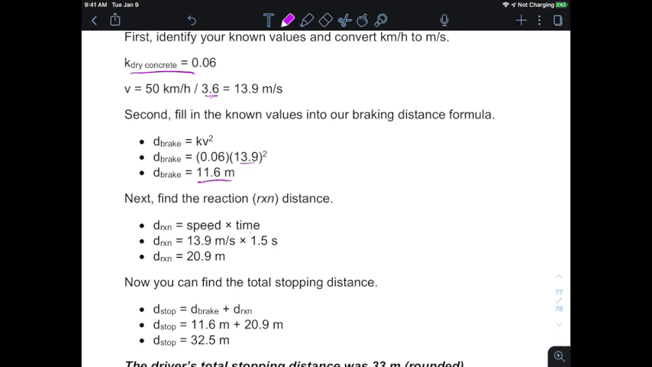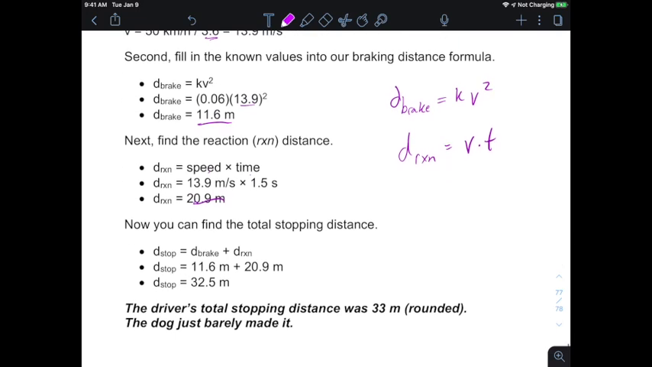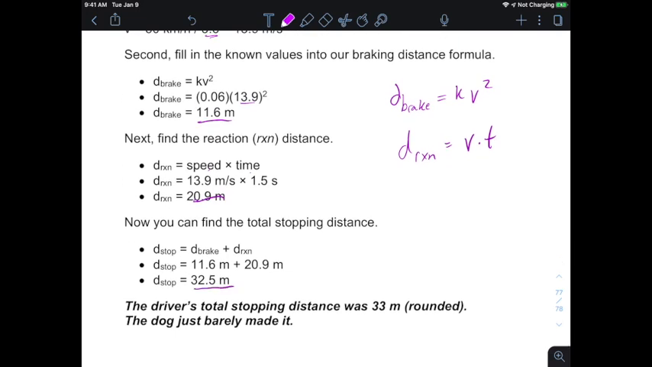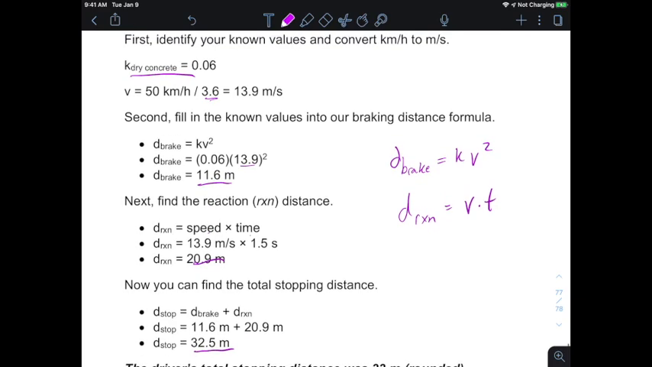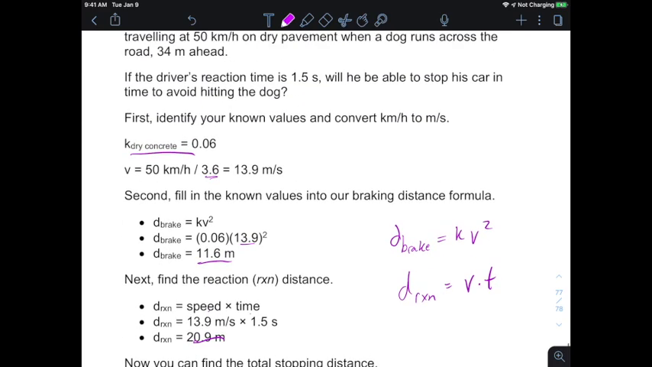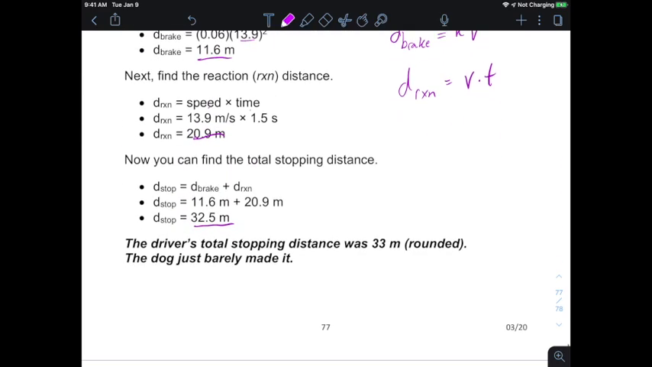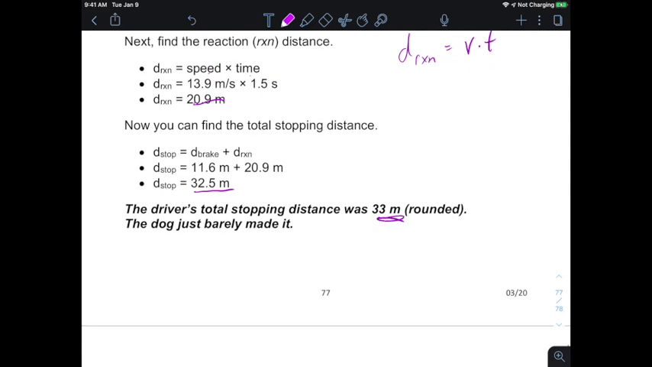I like to write these formulas out one more time. D brake is equal to k v squared. D reaction is equal to speed times time. And we get another 20 meters. So if we add those together, we get 32.5 meters, and we just barely saved the dog. So we get about 33 meters rounded. The dog just barely made it.